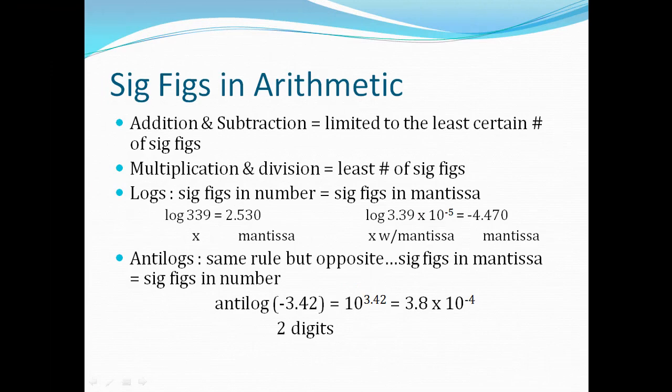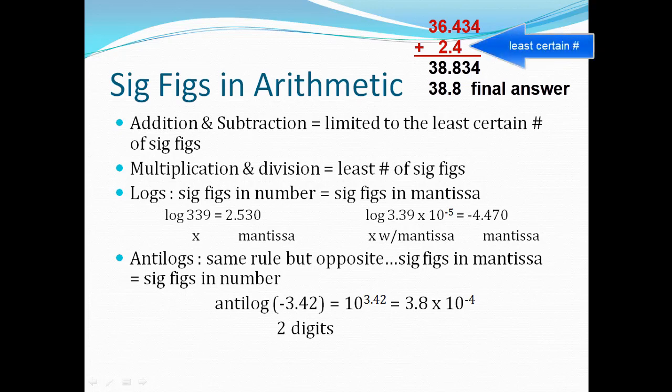What about sig figs in arithmetic? Well, you should remember that when you're adding and subtracting, the number of sig figs is determined by the least number of digits you have in your numbers. Because remember, you can't be more accurate than your least certain data point. What about multiplying and dividing? Well, that's the easy one. That's just the least number of sig figs in either of the numbers.